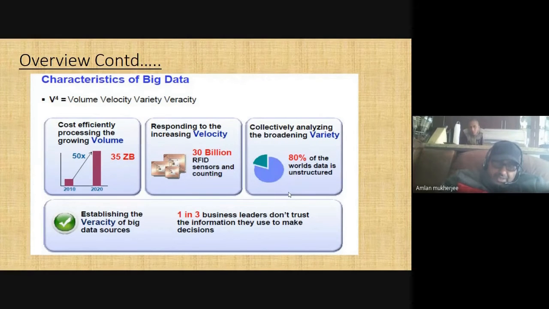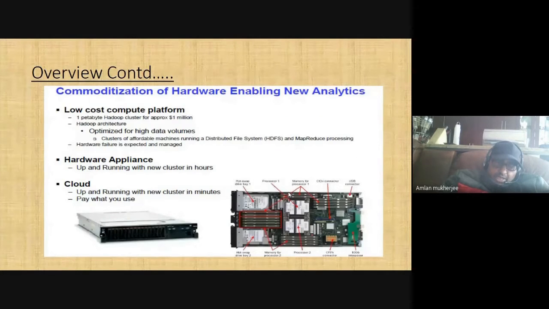As I told you earlier, 80% of the world's data is unstructured today. The main problem here is that 1 in 3 business leaders don't trust the information they use to make decisions, and it becomes extremely difficult for a company, because a wrong decision can destroy a company.